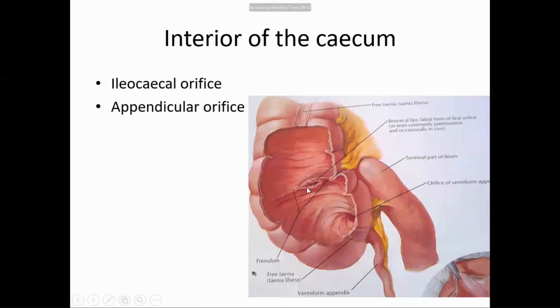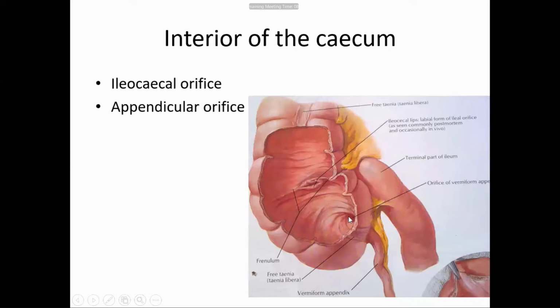And this upper and the lower valve meet at an angle, forming the mucosal fold called the frenulum. The function of this ileocecal valve is to prevent the reflux of the content of the cecum to the ileum.